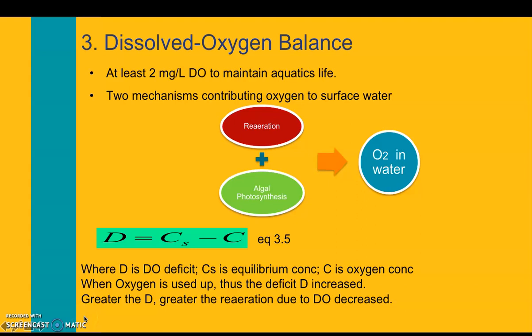there are two mechanisms that can bring oxygen to the surface water. The first source is re-aeration, while the second source is the photosynthesis of algae. Insufficient oxygen will lead to an anaerobic system, which normally produces displeasing colors, tastes, and odors in water. That's why some rivers or ponds have a weird odor, right?